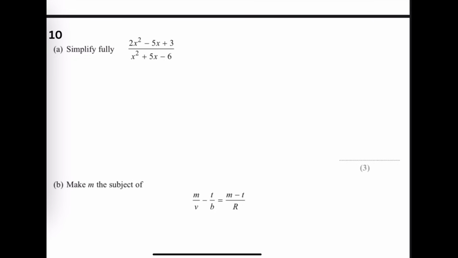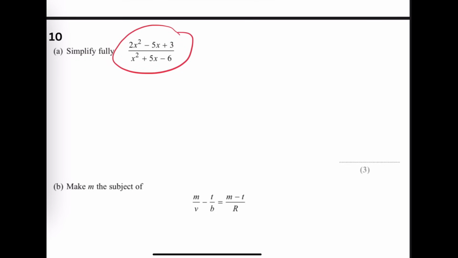Question 10. Simplify fully this equation right here. So the first thing we see is that they are both quadratics in both ways. So what we are going to do is factorize both of them, so that we can see if any of the like terms are going to be the same.